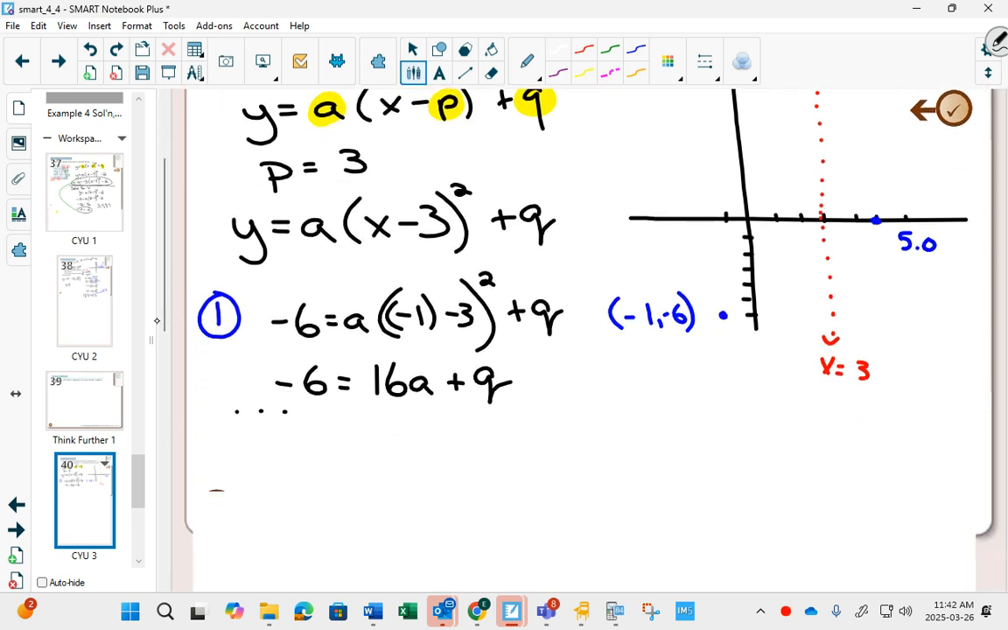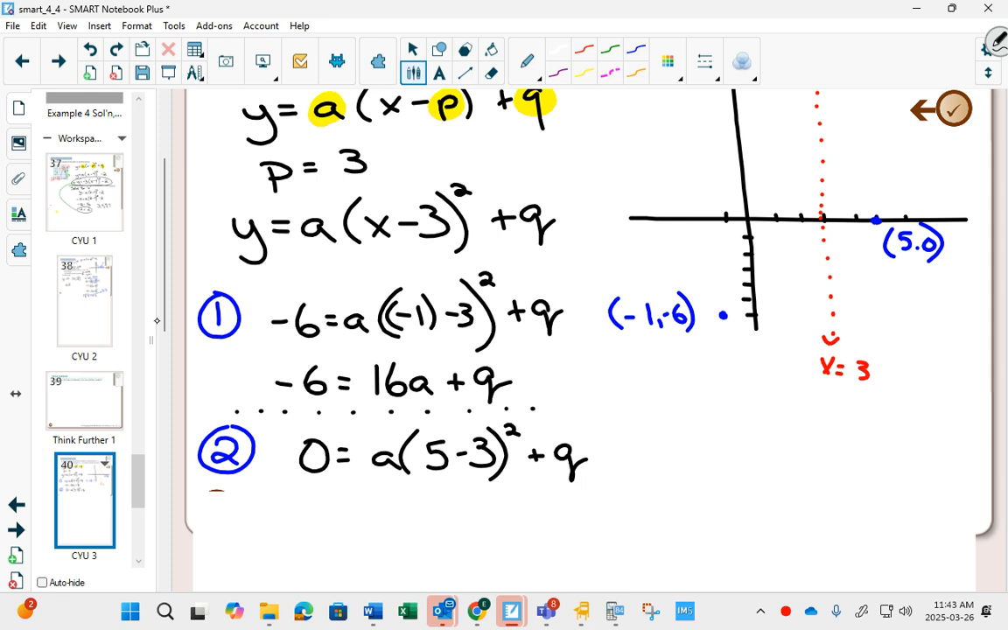I can do the same thing with my other point and get a second equation, because I know that when y is 0, x is 5. And if I simplify this one, I get 0 equals 4a plus q.